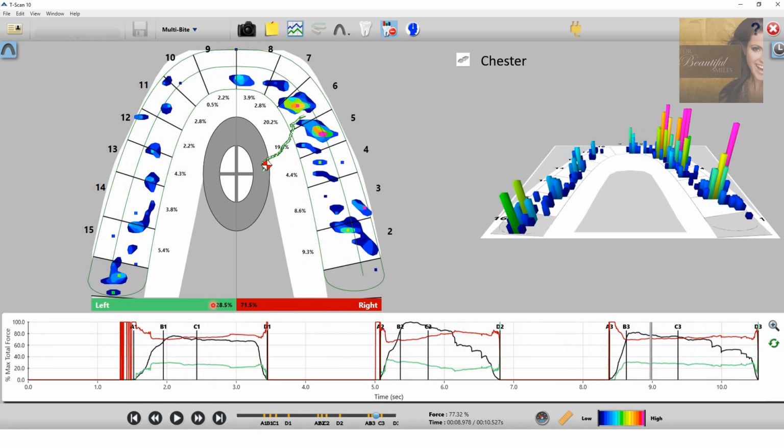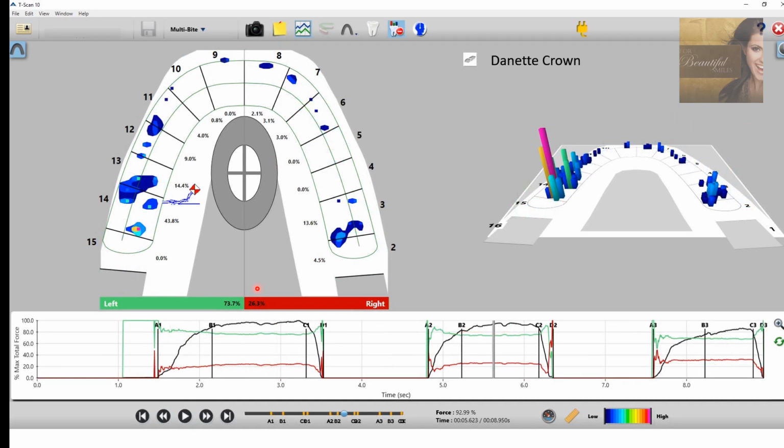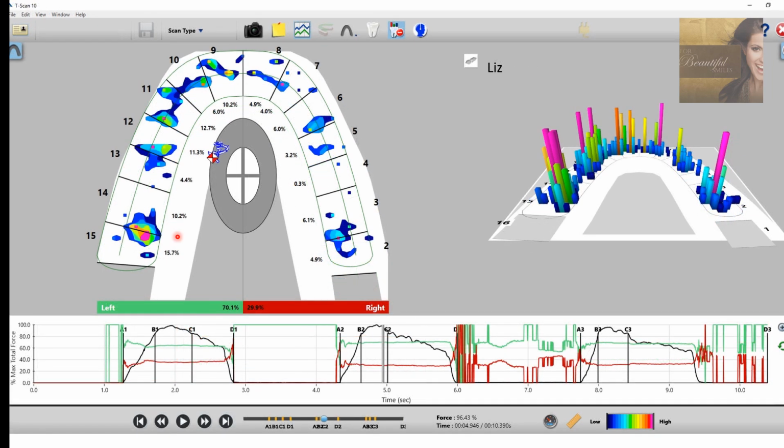Chester's trigeminal neuralgia is primarily on the right side, and 52% of total bite force is on the right. Danette, her pain was on the left. 73% of her bite force correlates with what's on the left. Here we have another patient whose pain is on the right side, along with the bite force correlation. Pain is on the left, bite force is on the left, 70-30.